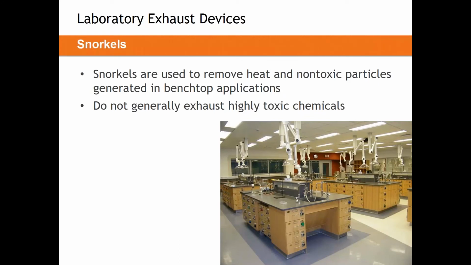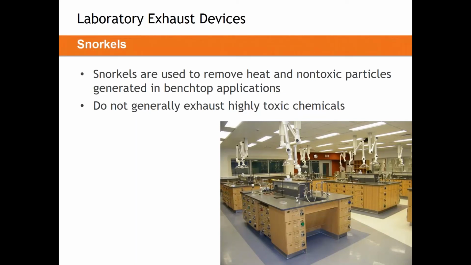Snorkels are often, as well, misunderstood. Snorkels, according to the ASHRAE handbook, should be used to remove heat and non-toxic particles generated in benchtop applications. They don't generally exhaust highly toxic chemicals. So again, these are not fume hoods, these are not biological safety cabinets. These are not high containment devices. So first and foremost, you don't need a coating on whatever air valve you need. This can likely be an aluminum valve because there's nothing here that's going to eat away at the airflow control valve.